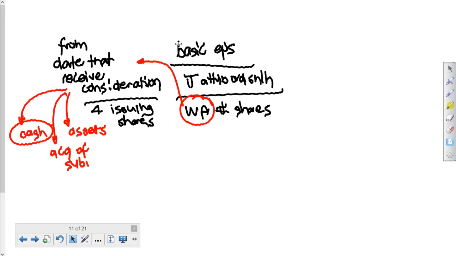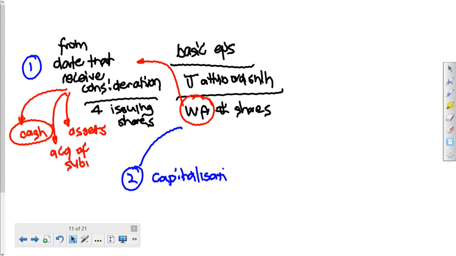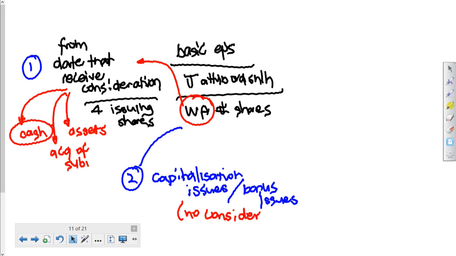So that's number one. Number two has to do with when we have capitalization issues. You've heard of capitalization issues? Cap issues, they're called, or bonus issues. Cap issues or bonus issues have no consideration. It's also when I do scrip dividends. The important thing with this one is there is no consideration. I give free shares for some reason. There's no consideration paid at all.